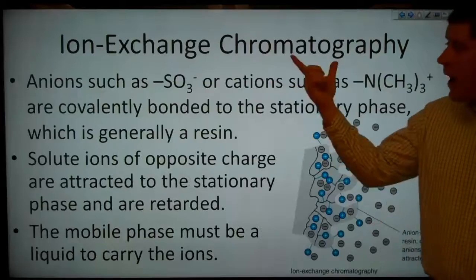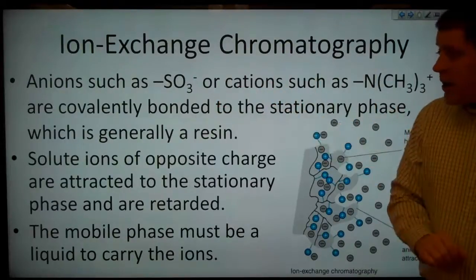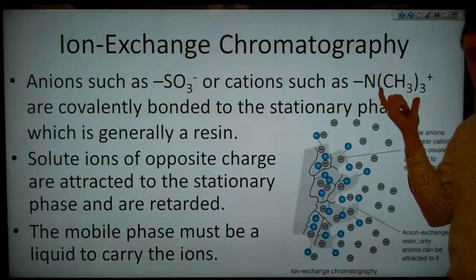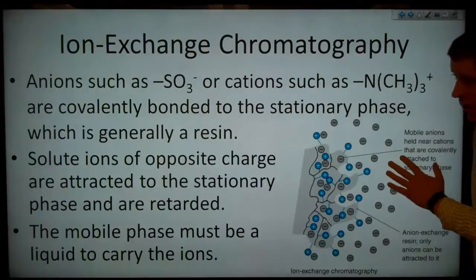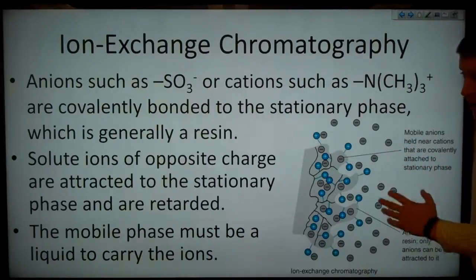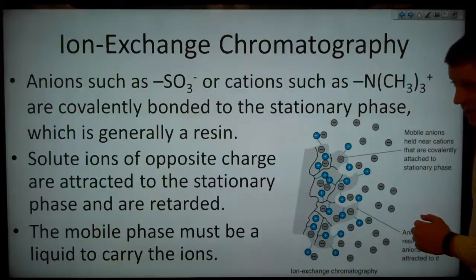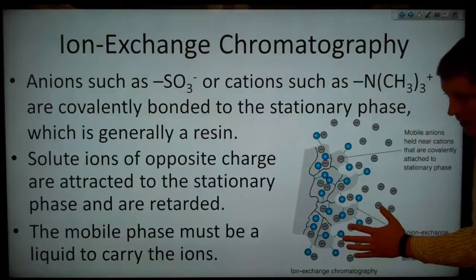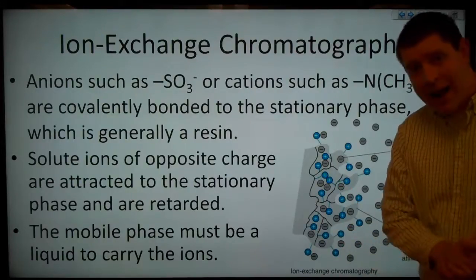In ion exchange chromatography, anions such as the SO3- or cations such as this tertiary amine are covalently bonded to our stationary phase, which is generally a resin. And solute ions of opposite charge are then attracted to the stationary phase and are retarded. The mobile phase must be a liquid in order to carry the ions. We can't have the ions moving through a gas.